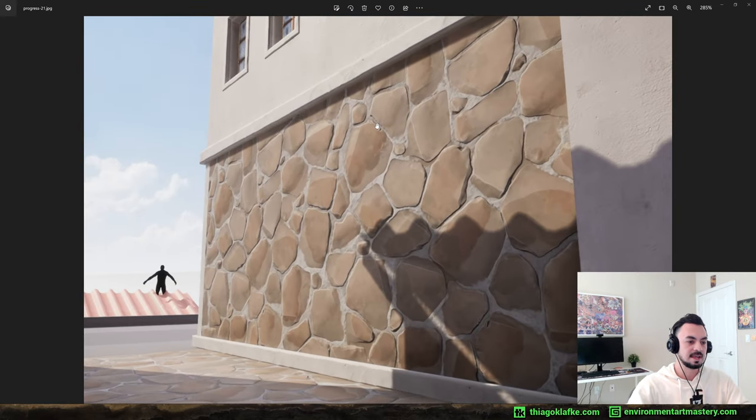So here I was getting closer to what I was looking for. This one was mostly Substance Designer, but I was using the pattern that I drew in Photoshop to get these more organic looking stones.